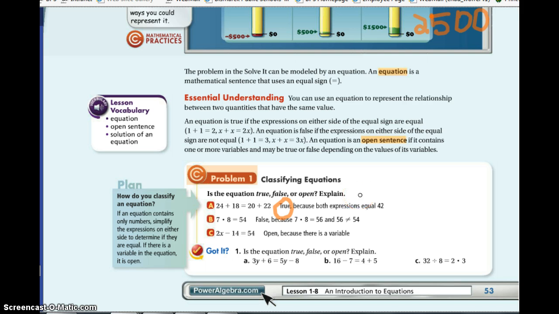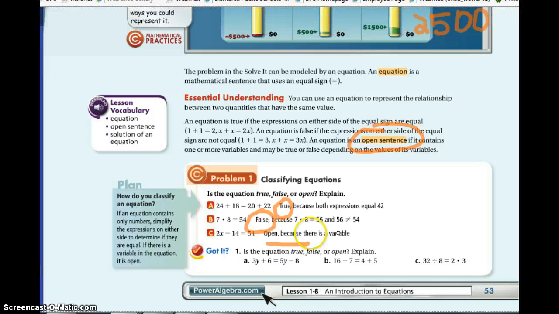For letter B, I can specifically say that this is definitely a false statement because 7 times 8 does not equal 54. 7 times 8 is actually equal to 56. So this is false. And then take a look at part C. Part C is an equation: 2x minus 14 equal to 54. I can't say whether it's true. I can't say whether it's false. So for part C, I have to state that this is an open sentence. It's open because there's a variable in there.